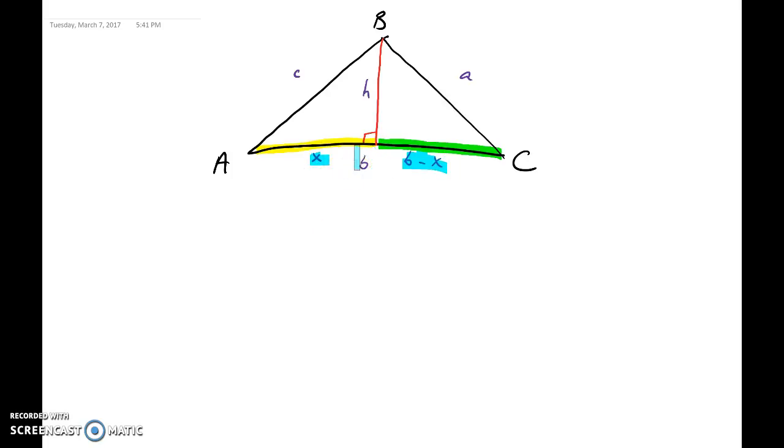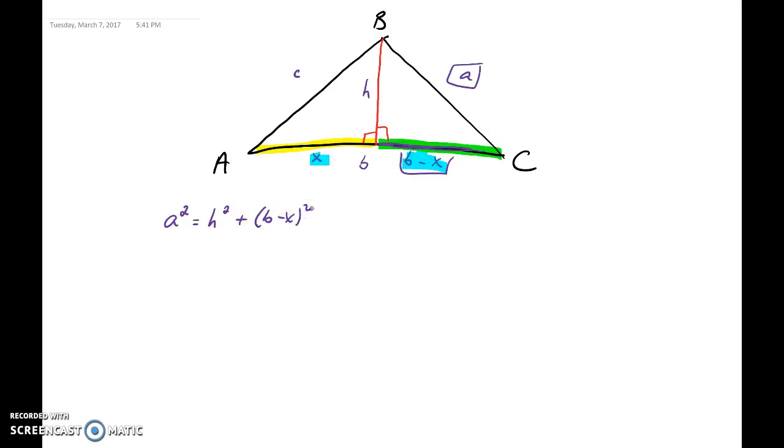Whatever this length is here, it will be our total side B minus the length of that X. Now if we wanted to solve for, let's say, side A, let's highlight it. Since we know that this is an altitude, this creates a right triangle. So I can say that A squared is equal to H squared plus this side here, which is denoted by B minus X, squared.